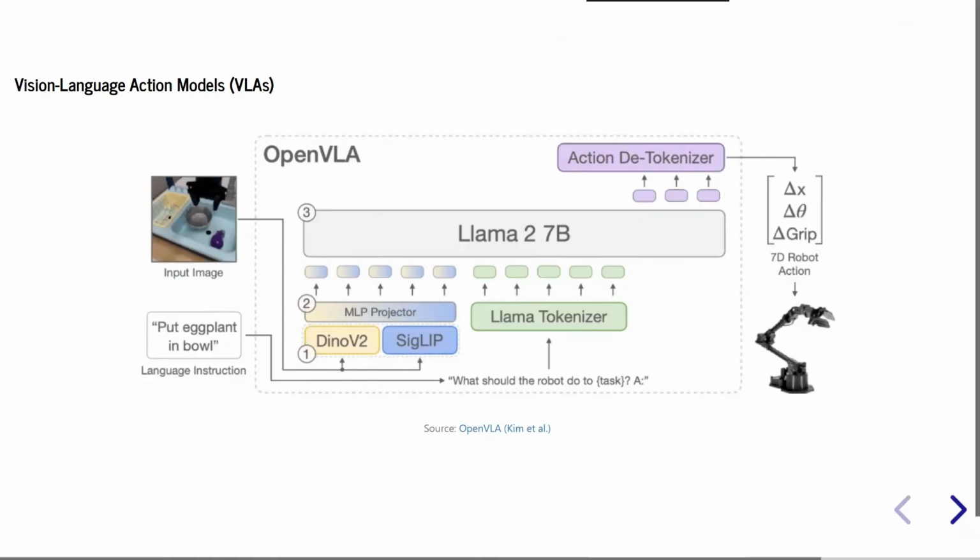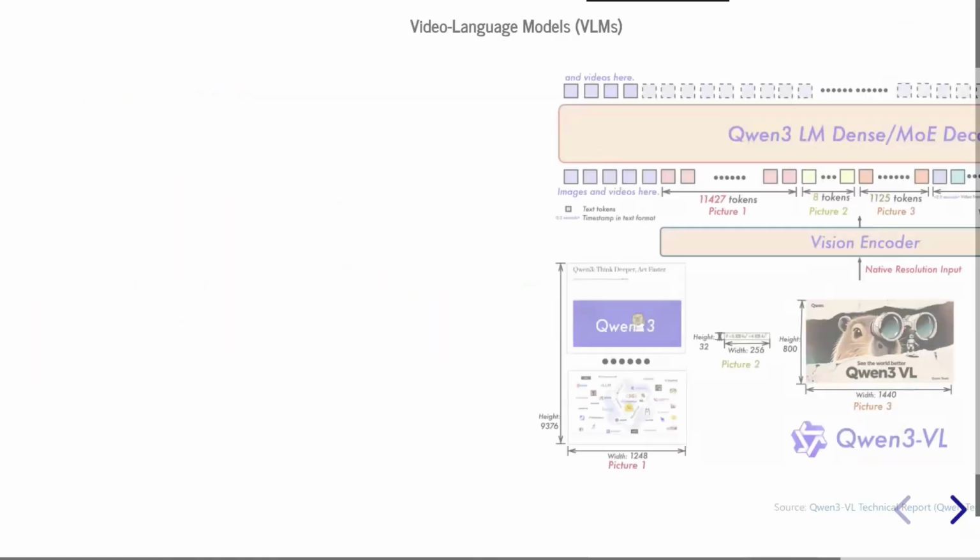And then we can have some actions as output. So instead of outputting some text that is directly readable by a human, we output, for instance, the direction of the movement, the angle of the movement, and the force that the robot needs to apply. Then we just need to convert it into actions that the robot can do.